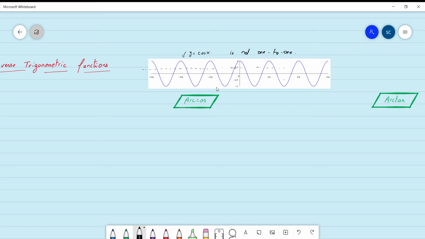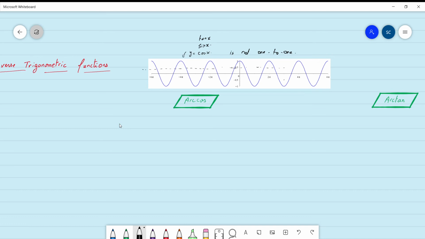Similarly, the sine function also is not, and the tangent function also is not a one-to-one function. However, we are interested in defining one-to-one inverse functions for trigonometric functions by restricting the domain.